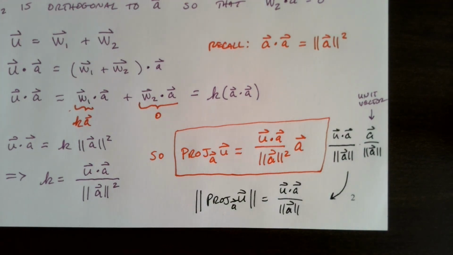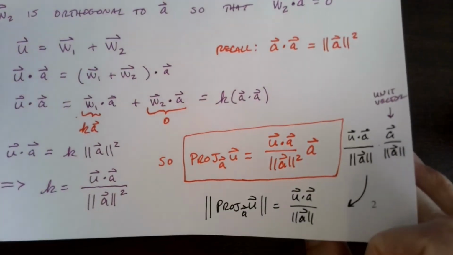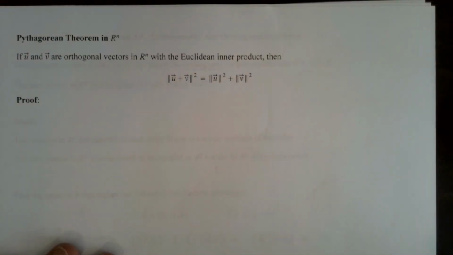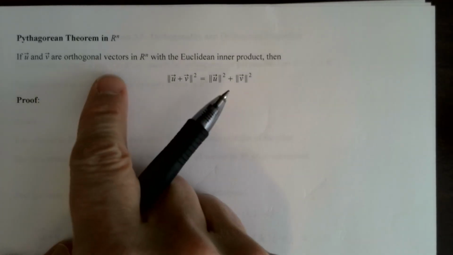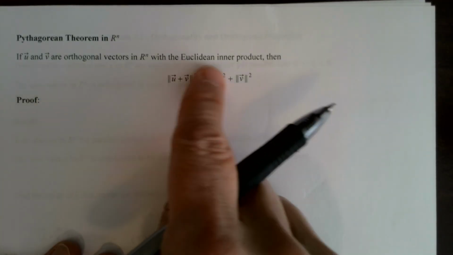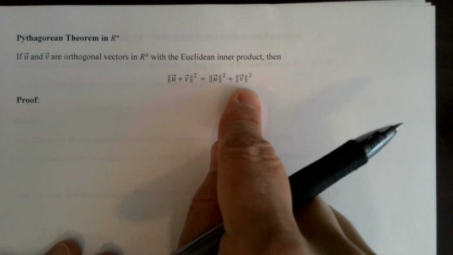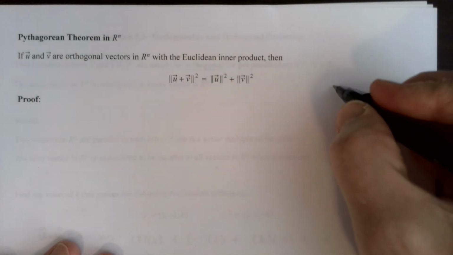I just want to quickly close with one last thing. As we're talking about orthogonality, very important theorem that we use, I'd like to extend that to n space, and that's the Pythagorean Theorem. And it says if U and V are orthogonal vectors in n space with the Euclidean inner product, that's the dot product, then we have this relationship. Okay, why is this the Pythagorean theorem?